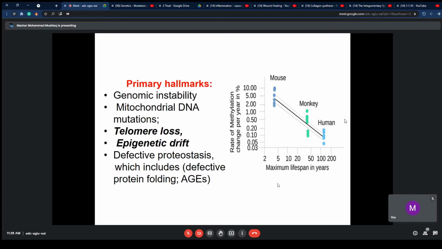However, there are many other things related to this methylation, and I showed you one journal, the Science journal. That journal is full of epigenetic drift, and you can read more about it there.